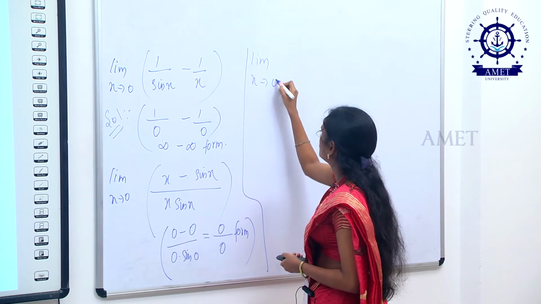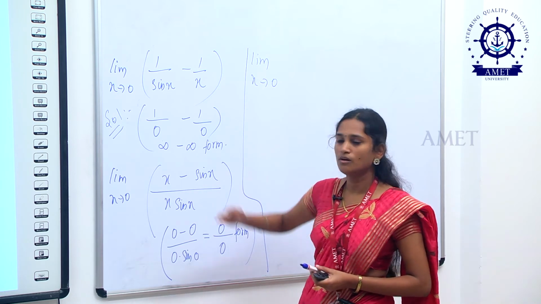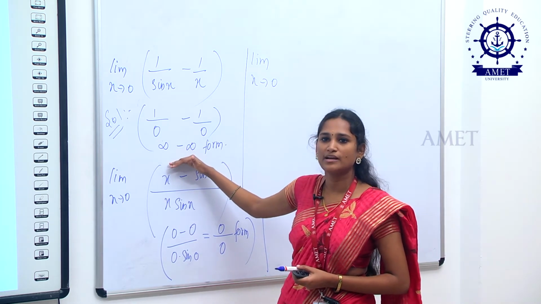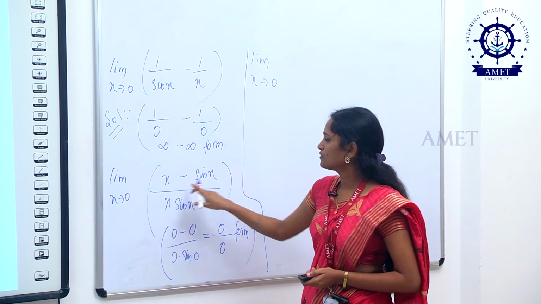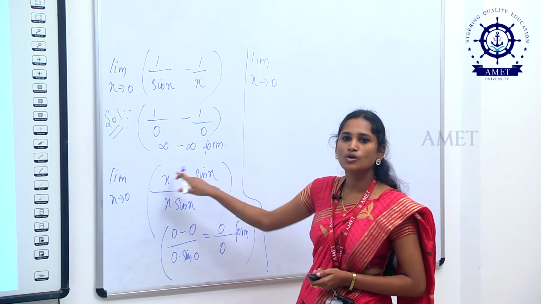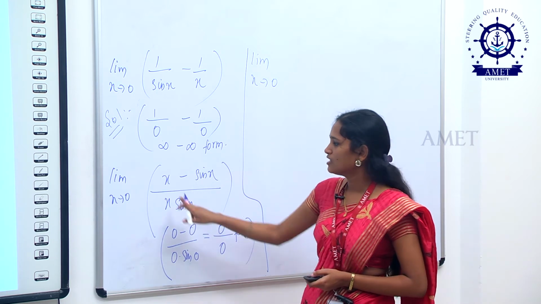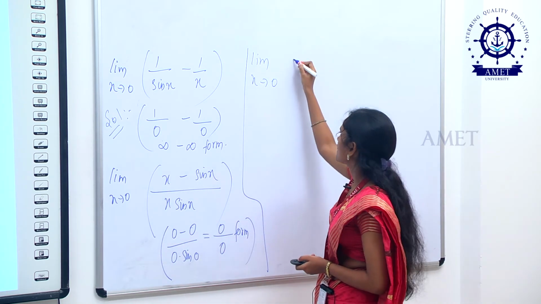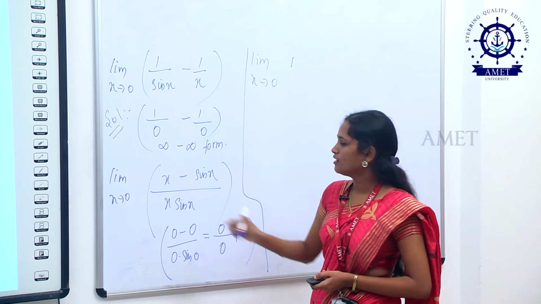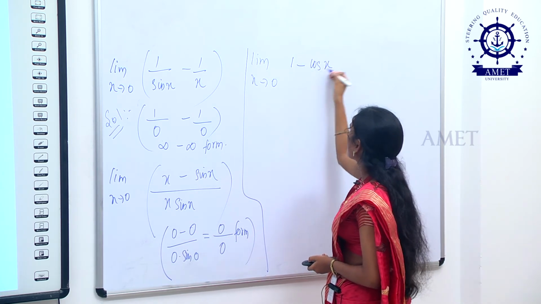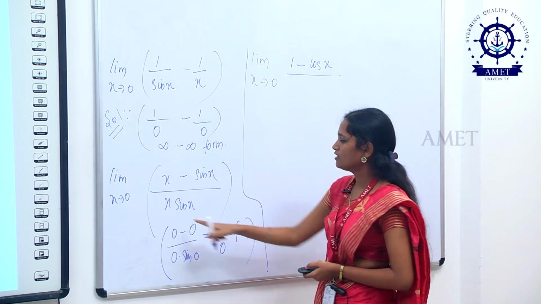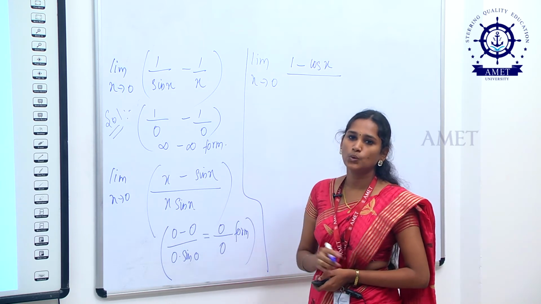So, limit x tends to 0. L'Hospital rule: differentiate the numerator term separately, and the denominator term separately. First, the numerator term x minus sin x. Differentiate x with respect to x, that becomes 1, minus the differentiation of sin x, which is cos x, divided by, here it has a product of two functions.